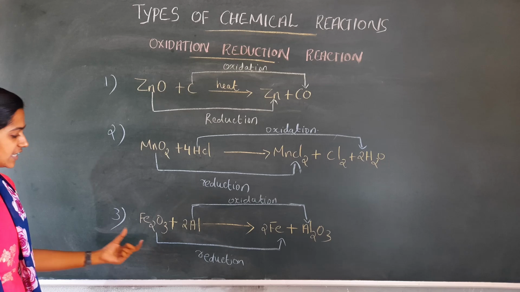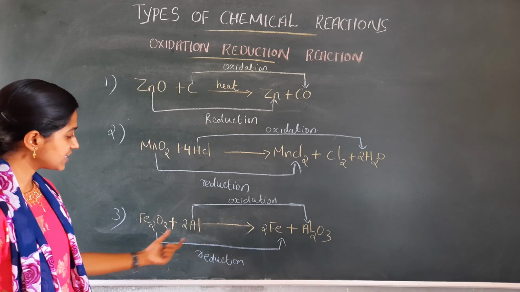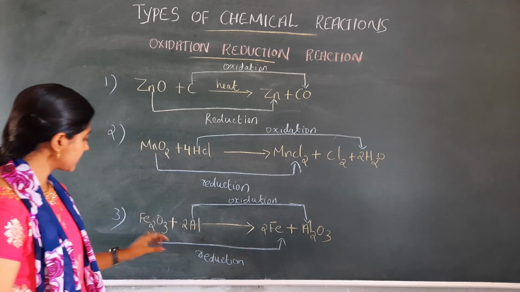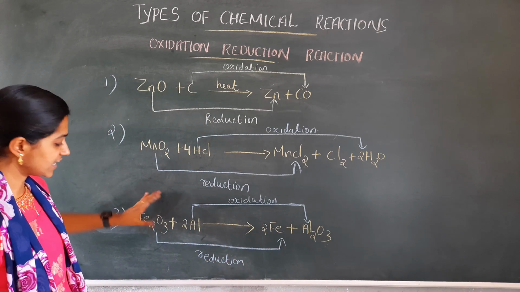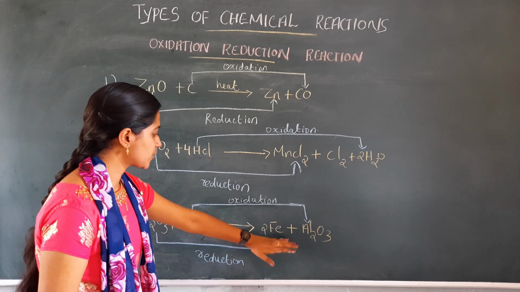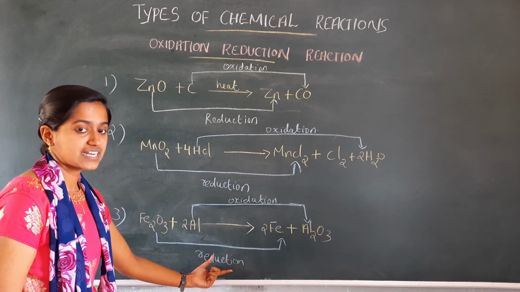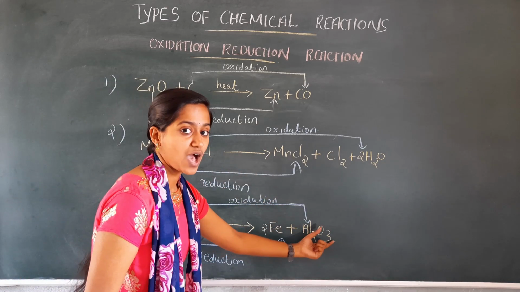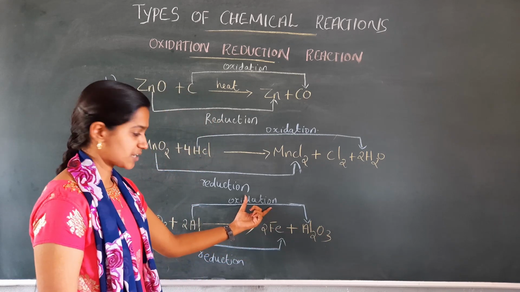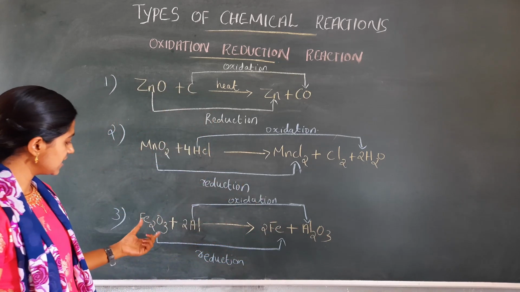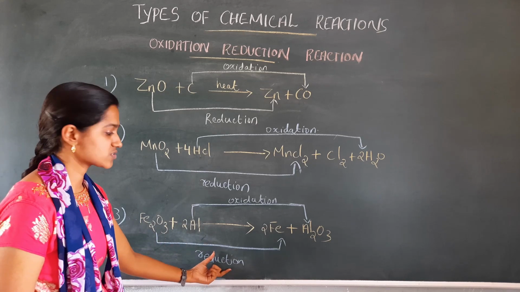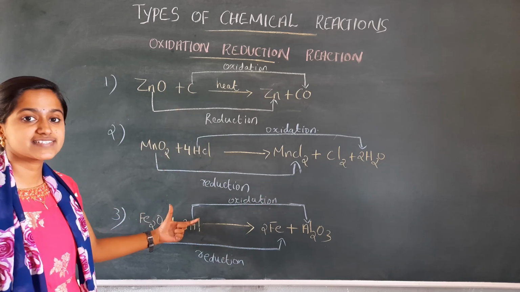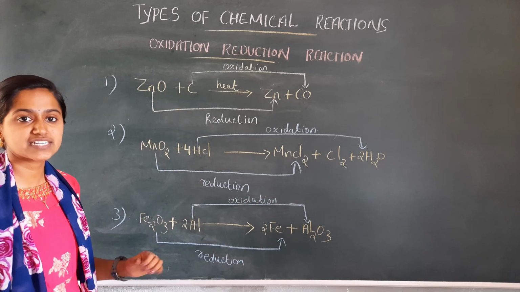Then the third example, the reaction of ferric oxide with aluminium to produce iron and aluminium oxide. So in this equation, from ferric oxide, the oxygen is removed to produce iron. So it is an example of a reduction reaction. To the aluminium, oxygen is added to produce aluminium oxide, so oxidation takes place. Similar to the above equation, here Fe2O3 acts as an oxidizing agent and aluminium acts as a reducing agent. All the reactions listed here are examples of oxidation reduction reactions.